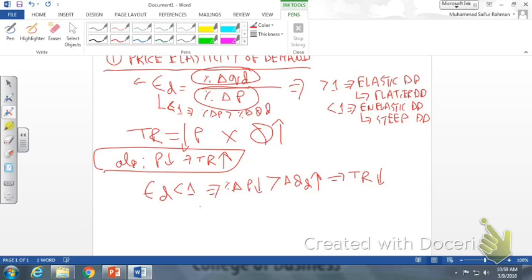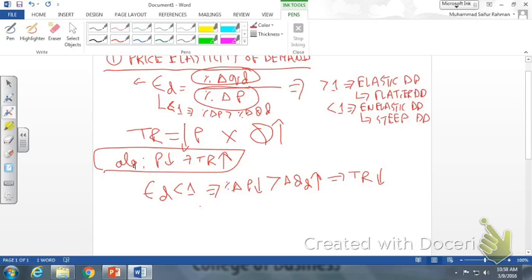With a price elasticity of demand less than 1, the denominator, which is the percentage change in price, is larger than the percentage change in quantity demanded. So the downward pressure on price is larger than the upward pressure on the quantity demanded, which causes the total revenue to go down.